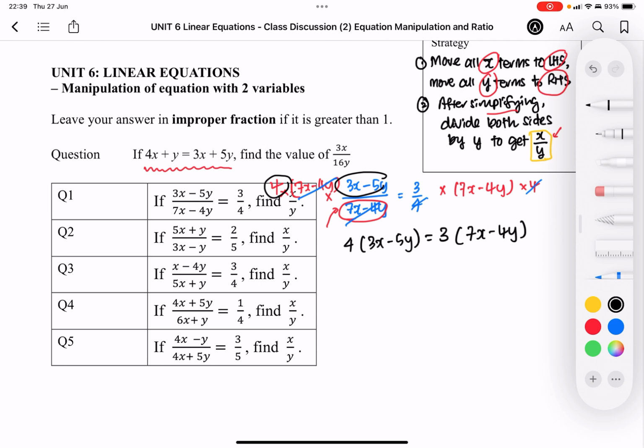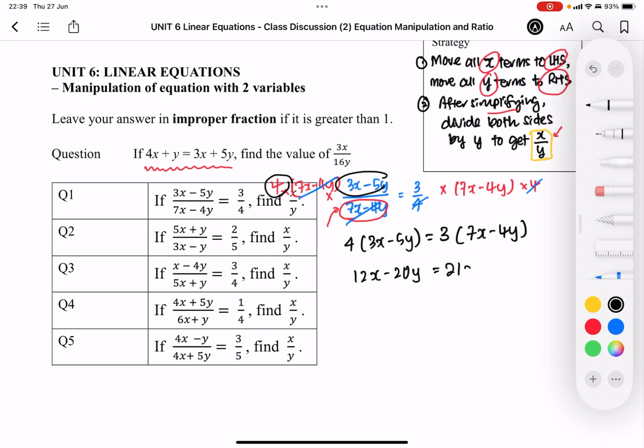The next thing is to expand it. So expanding the left-hand side, we get 12x minus 20y. And expanding the right-hand side, we have 21x minus 12y.